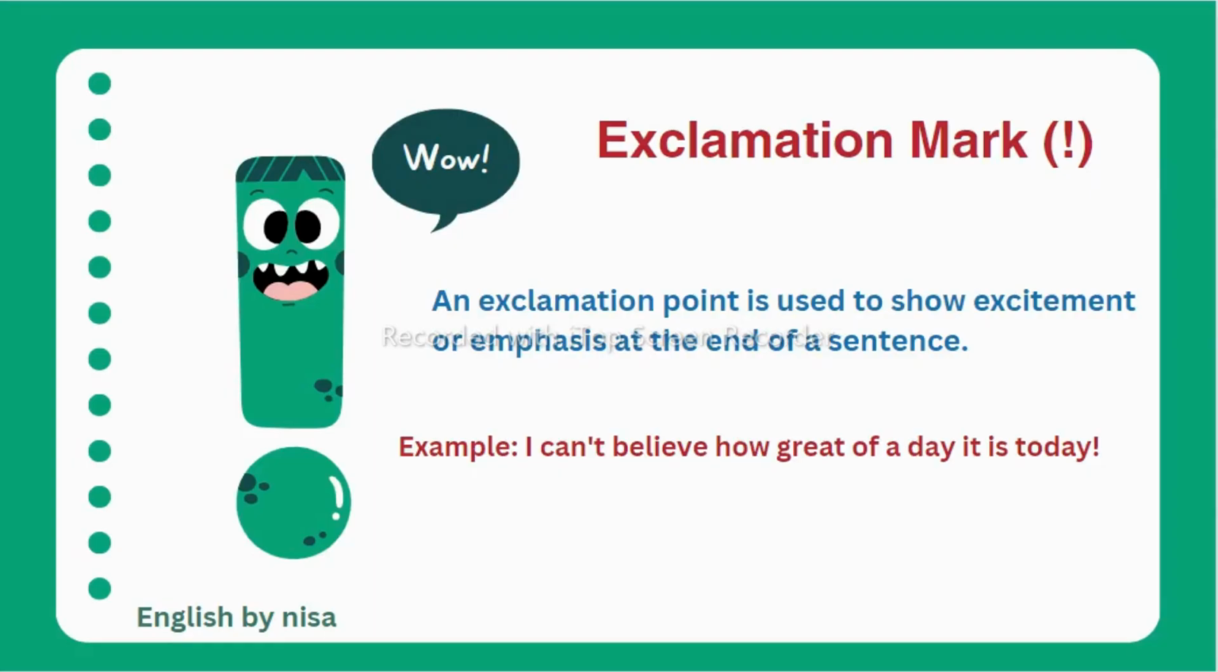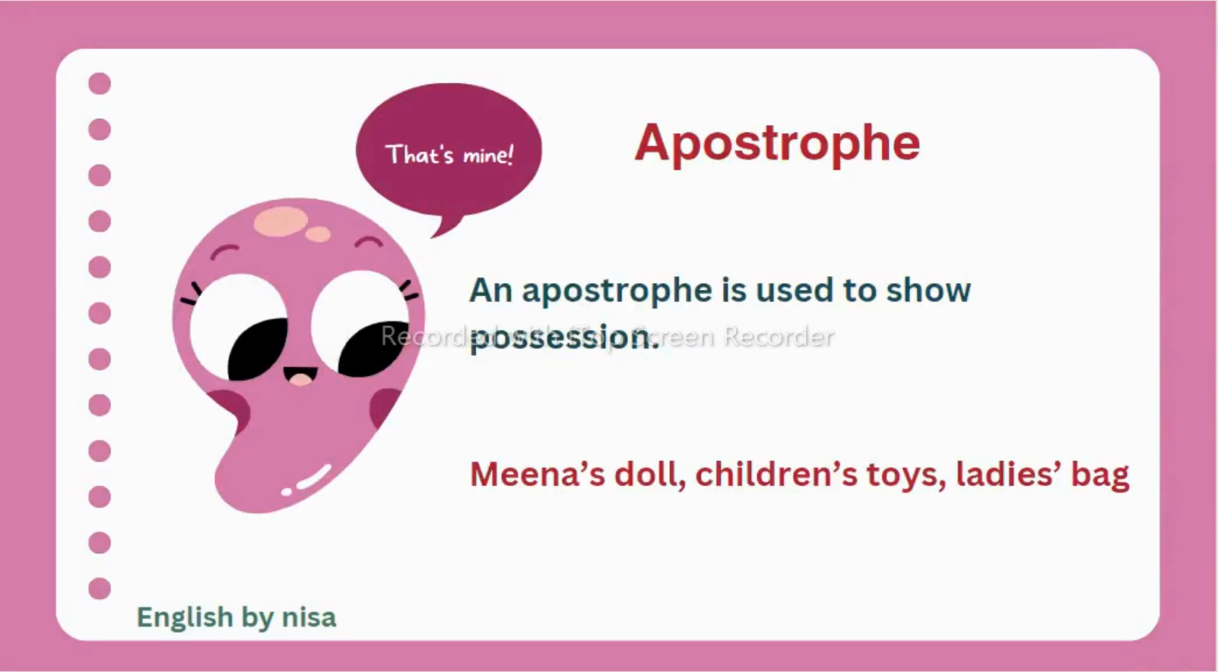It's very simple. Now let's move to another punctuation mark, which is the apostrophe. The apostrophe says that something belongs to someone: that's mine, this is hers, and so on. An apostrophe is used to show possession, meaning belonging to someone. For example, Mina's doll, meaning some person's doll. Children's toys, ladies' bag. Here we are showing that something belongs to someone.